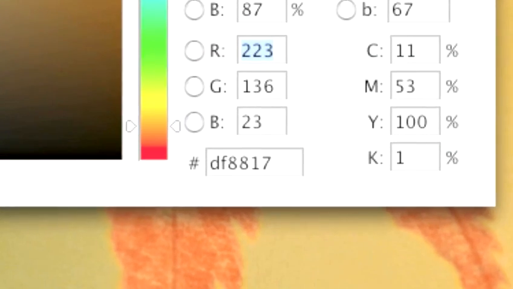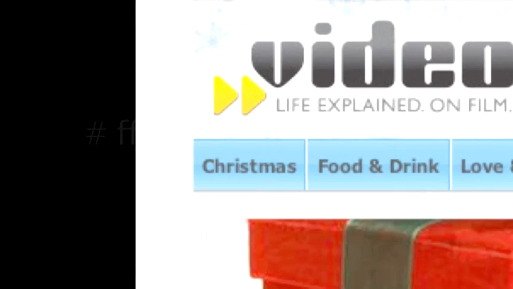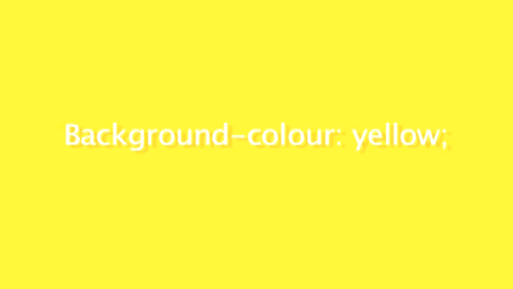You can use text for simple colors like white or black, or fuchsia if you're so inclined. You can also use hex codes here. Hex is a string of numbers and letters which represent a color. Hash 000000 is black, and hash FFFFFF is white. All the colors in between are represented by some sort of similar code. VideoJug yellow, for example, is hash FFE502. You can also set the background color with background color yellow, or use hex as we discussed before.